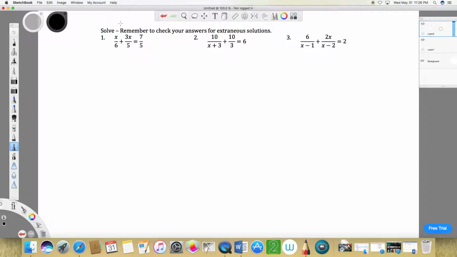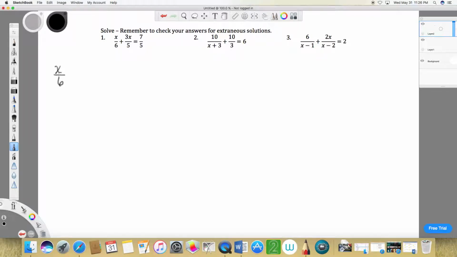So let's take a look at number 1. Now, with number 1, since I don't have any variables in the denominator, really I don't have to worry about extraneous solutions. The technique that we're going to use with these rational equations is to get a common denominator for all of these terms. So when we look at the first term, it has a denominator of 6, and the other terms have a denominator of 5, and you can see that a least common denominator would be 30.